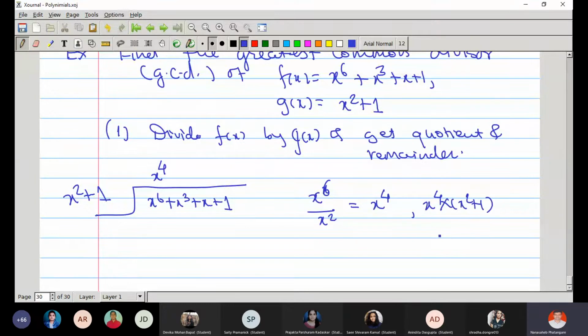So x raised to 6 gets cancelled, minus x raised to 4 plus x cube plus x plus 1. The remaining terms carry forward. What is the next step? Now the highest degree term here is minus x raised to 4, and we divide by x square. Minus x raised to 4 divided by x square, what you get? Minus x square. Then minus x square multiplied by x square plus 1.